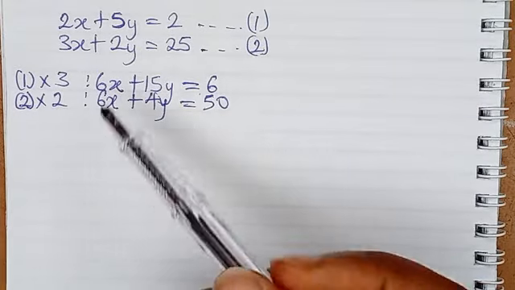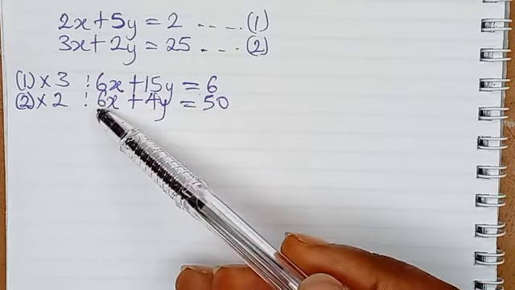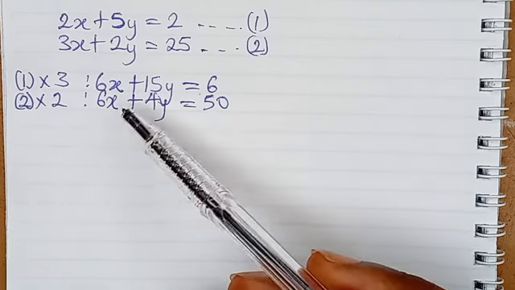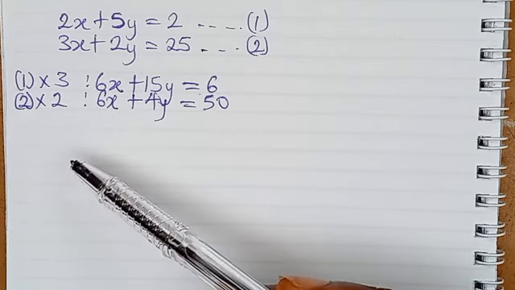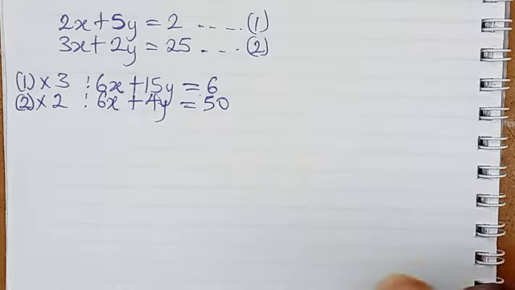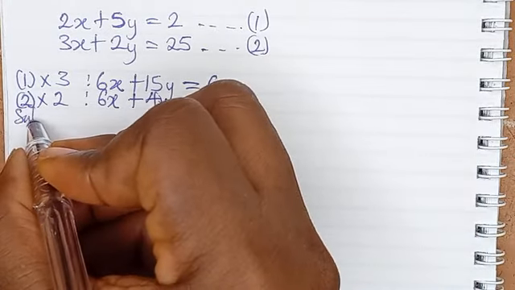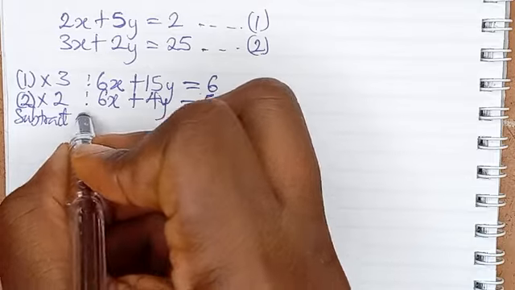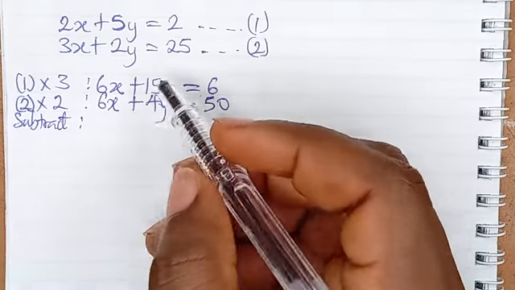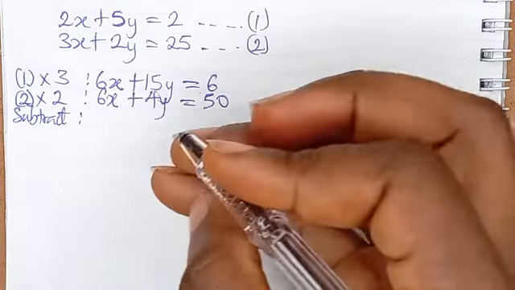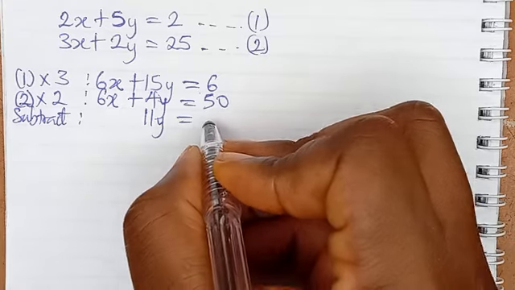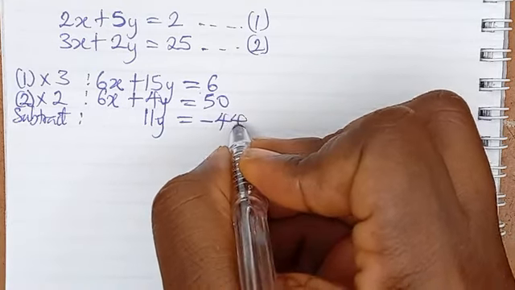Now what we're going to look at is this is plus 6, this is plus 6. What are we going to do to plus 6 and plus 6 to equate them to 0? That's to eliminate them out of the two equations. Now we are going to subtract. When we say 6 minus 6, it's going to give us 0. So we subtract both of the equations. 6 minus 6, that is 0. No need to write it. 15 minus 4, that is 11y. 6 minus 50 is minus 44.